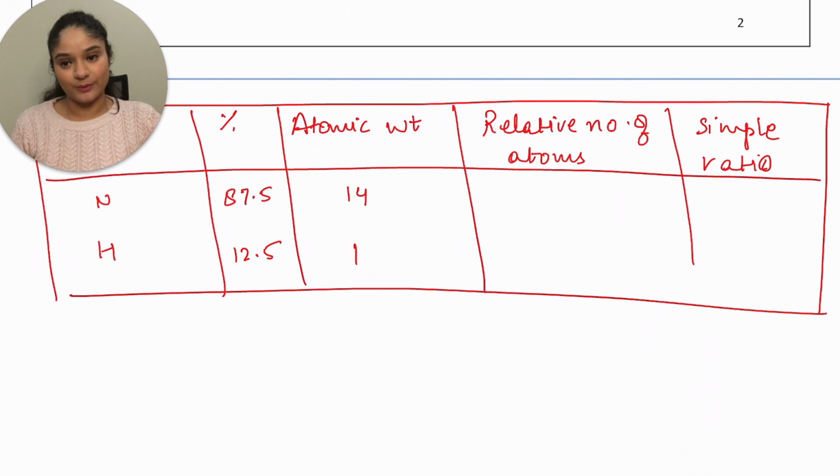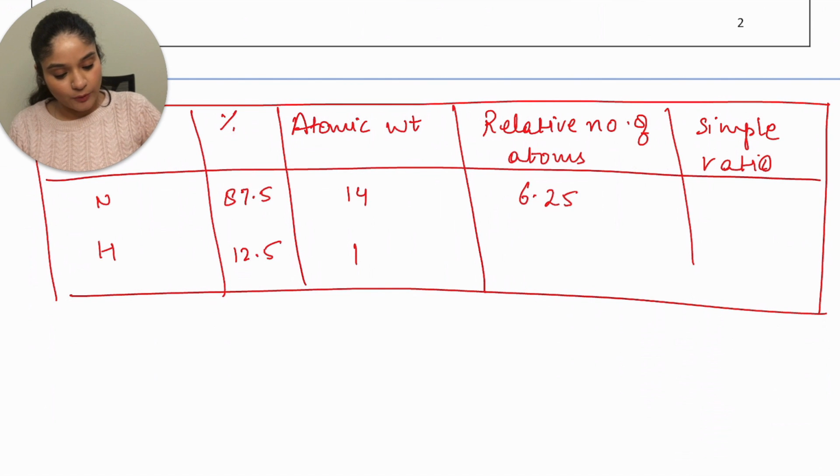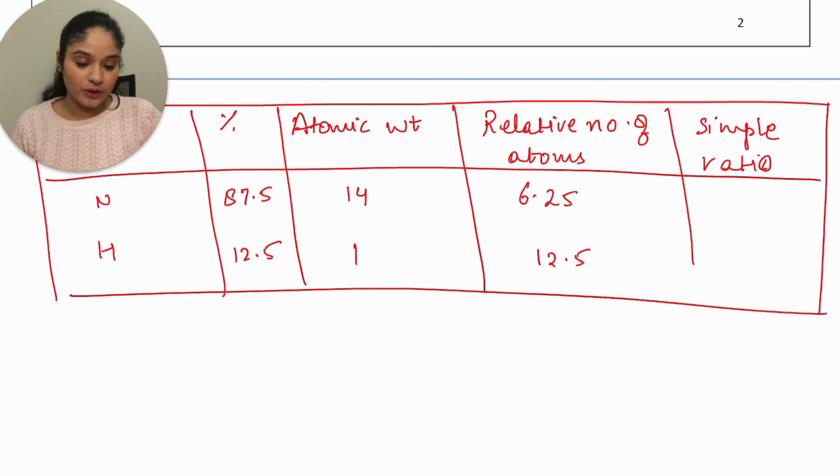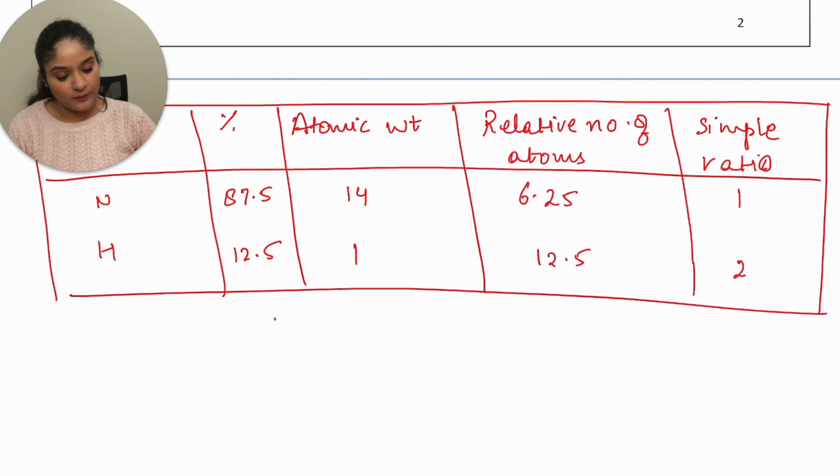If I calculate this, 87.5 divided by 14 gives me 6.25, and 12.5 divided by 1 gives me 12.5. So the simple ratio is technically 1 is to 2. That means you have 1 nitrogen atom and 2 hydrogen atoms, and this is your empirical formula.